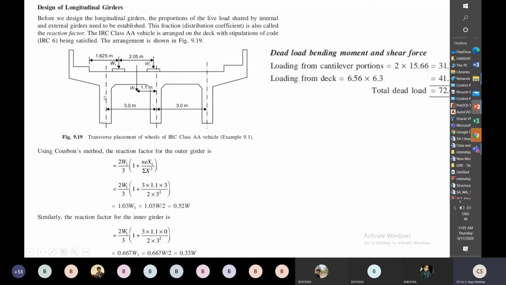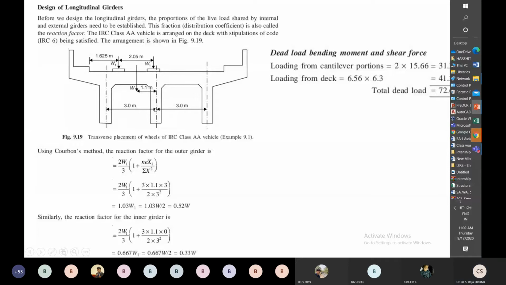That means due to live load, we are placing the IRC Class AA vehicle like this. One track weight is W1. Another track also has the same weight, W1. If you place the load like this, reaction will develop at the girders. So these girders are the supports. Girders will be considered the supports. Support reaction will develop at every longitudinal girder.